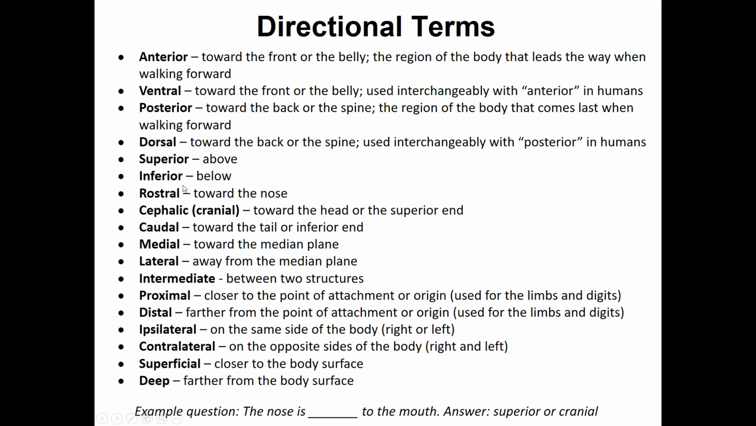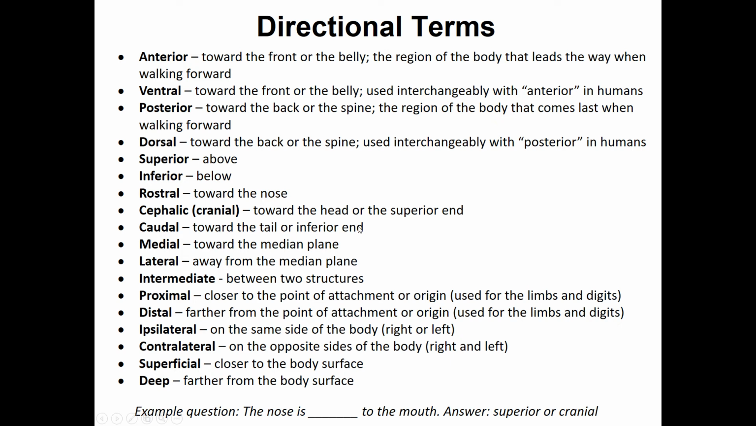Below that is superior and inferior. These are antagonistic or opposing terms. Superior means above something, or towards the top. And then, of course, inferior means below. The term rostral here is unique because it means towards the nose, and so we couple that oftentimes with the word cephalic, usually used in similar contexts towards the head or the superior end of the body. Opposing those would be caudal, which is towards the tail or toward the inferior end.